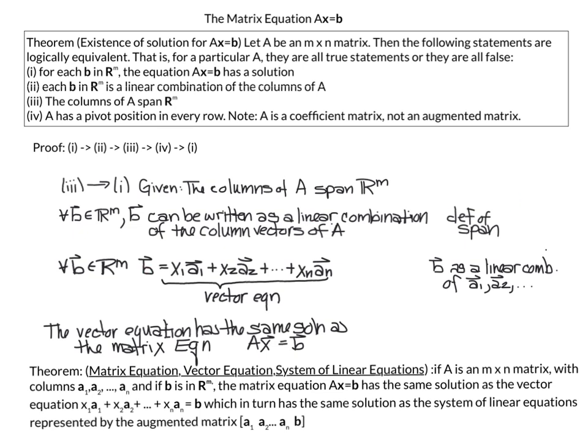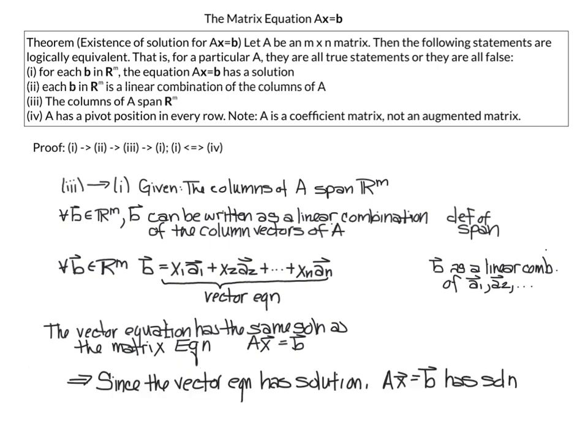So then that means B can be written as a linear combination. This is the vector form of our equation, but we can convert this to the matrix form, where we take A1, A2, and AN and get the matrix A times X equals B. This is the matrix form, and if this has a solution, which we said it does because B is in the span of A, then our matrix equation, by our theorem here, must also have a solution. So we have proven 3 implies 1. So what we've shown is that if the column vectors of A span Rm, then AX equals B has a solution.